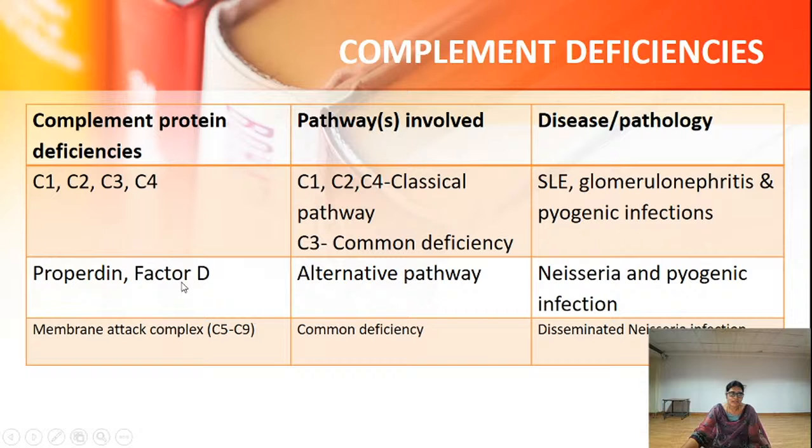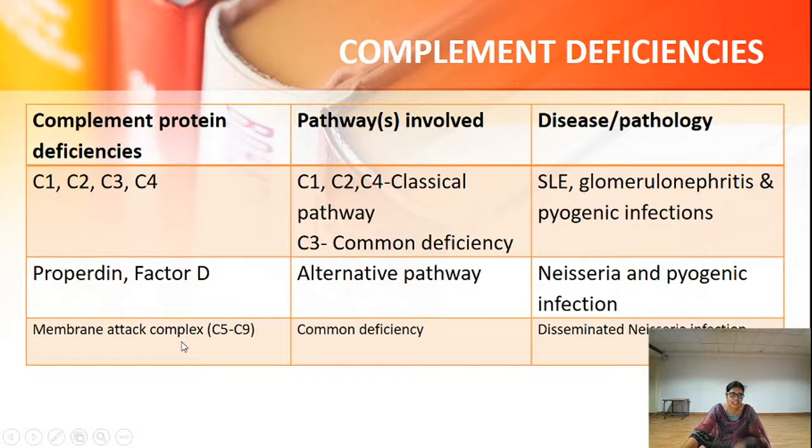If properdin and factor D are deficient, where are these present? Properdin is stabilizing C3 convertase, and factor D is necessary for factor B conversion. These are present in the alternate pathway. The alternate pathway, as I said, is activated by endotoxin, which is a major part of the initiators. So which organisms release endotoxin? Majorly the gram-negative organisms. So usually gram-negative organisms like Neisseria, and pyogenic infections occur if this pathway is restricted.